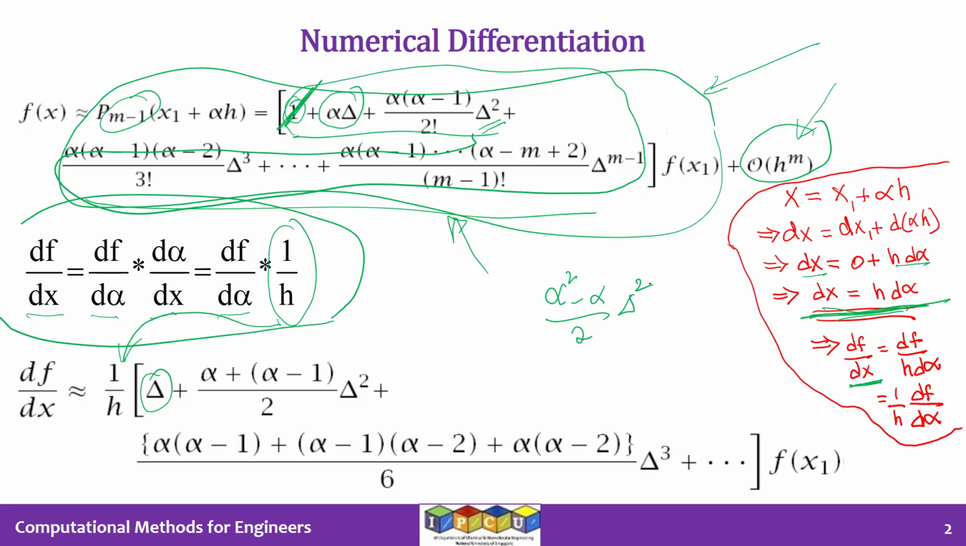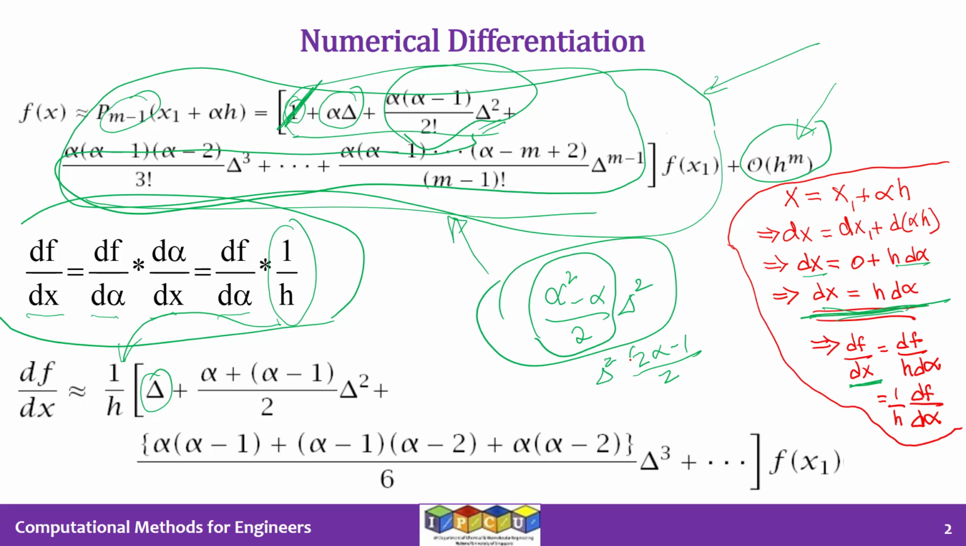So if I take this term and expand it, and now I take the derivative of this term with respect to alpha, delta squared is constant, so it will come out. Alpha squared will give me 2 alpha, and minus alpha will give me minus 1, and that is going to be divided by 2. So it's going to be 2 alpha minus 1 divided by 2. And that I can write as alpha plus alpha minus 1 divided by 2, because that is also going to be alpha plus alpha is 2 alpha minus 1 divided by 2. So this term, when you differentiate, you will get this.